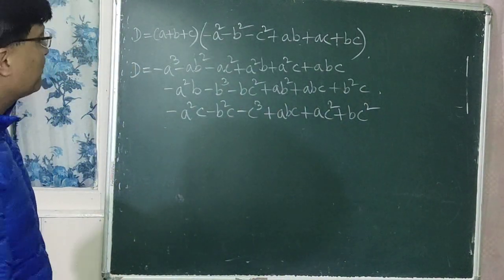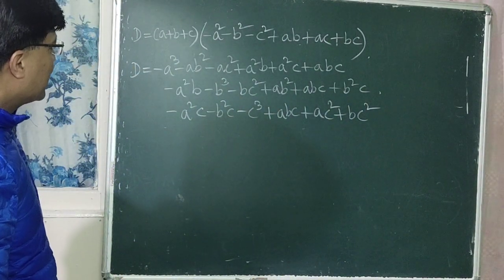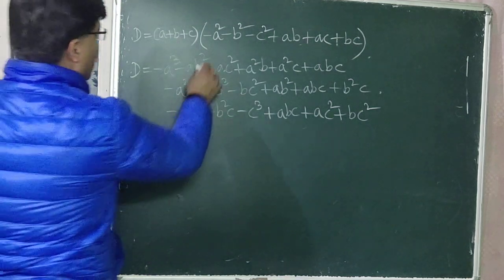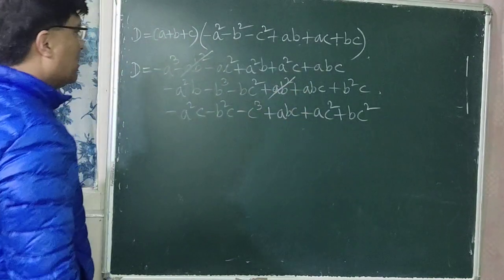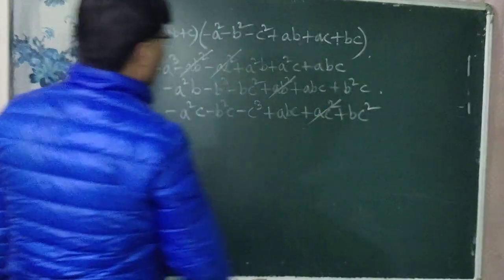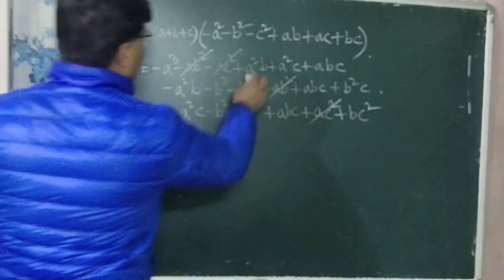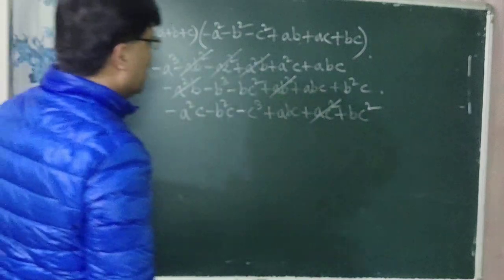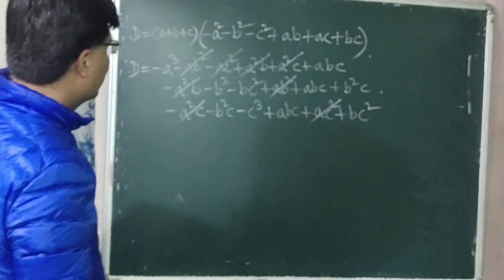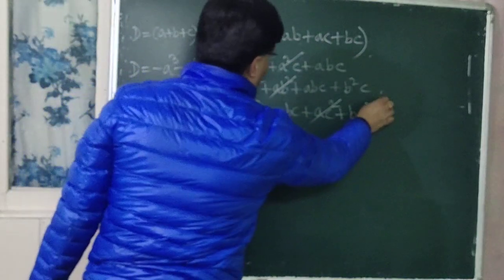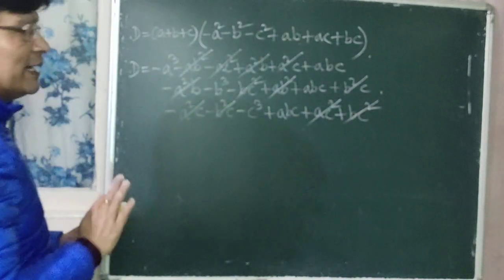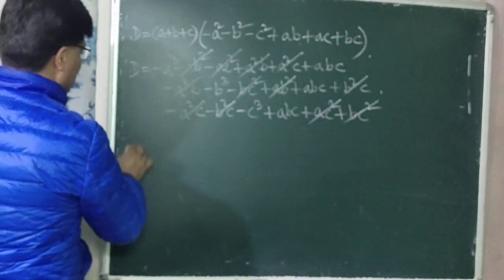Is that clear to all of you? So now you can cancel here. Some expressions will be cancelled here. Minus AB square plus AB square, right? This minus AC square plus AC square, okay? And then plus A square B minus A square B plus A square C minus A square C. Then minus BC square plus BC square. Then plus B square C minus B square C. They are cancelled. Now what are the remaining terms?